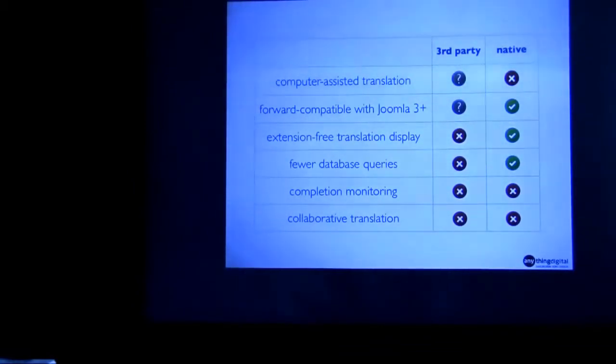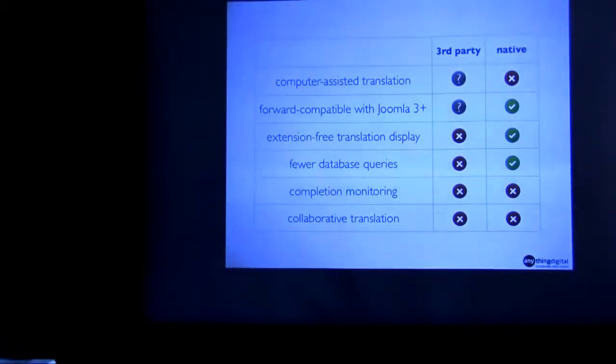Forward compatible with Joomla 3 and beyond, okay? For third-party solutions, it's not clear until a developer makes it compatible, so you're waiting. For native translation, because they're just native articles, if Joomla decides to continue to provide upgrade paths, your content will all be upgraded. Your translated content is not in a proprietary format, so if you just migrate your content using the Joomla infrastructure, you're going to migrate your translated content also. Okay, so that's actually an advantage of the native multilingual system.